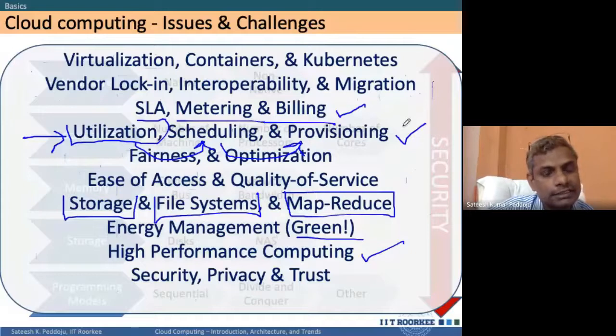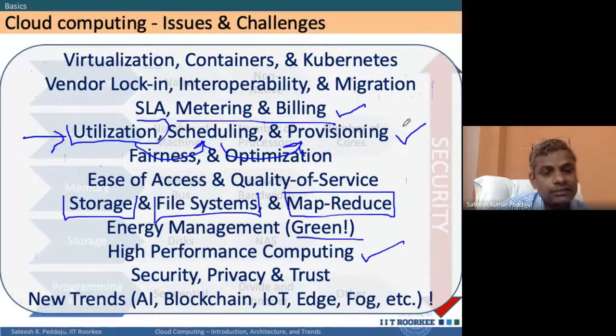And of course, there is a lot of research going on in security, privacy, and trust. Typically, we trust the cloud environments, but as I mentioned, security is one of the major challenges compared to any other aspect I mentioned so far in the above list.